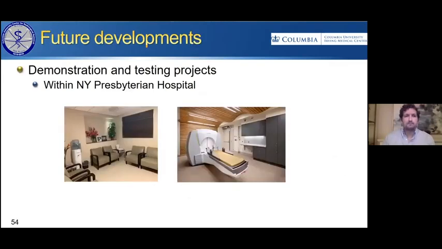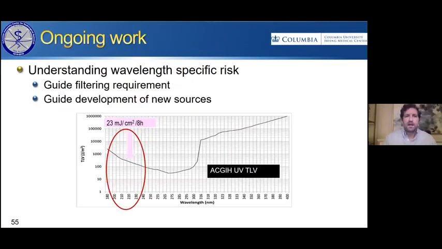Future developments: we're working to demonstrate the efficacy of these lamps within spaces such as a hospital. And we're also looking to find out more information about the specific wavelength risks in the far-UVC, to really analyze what is happening between 200 and about 240 nanometers, where there wasn't much data before, because this can really guide the development of better sources and filtering requirements.